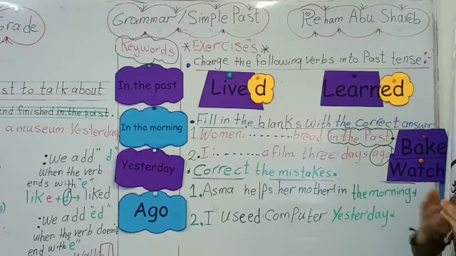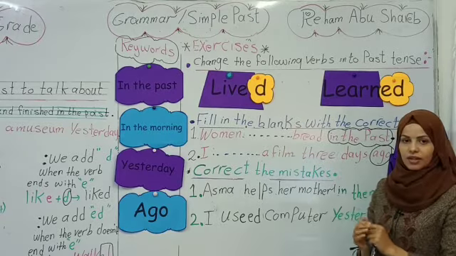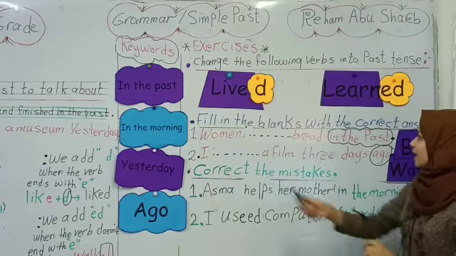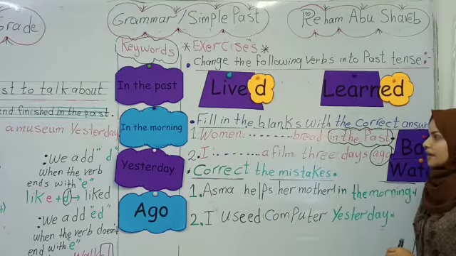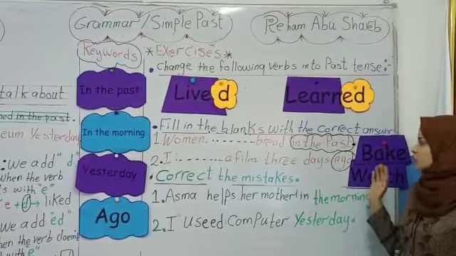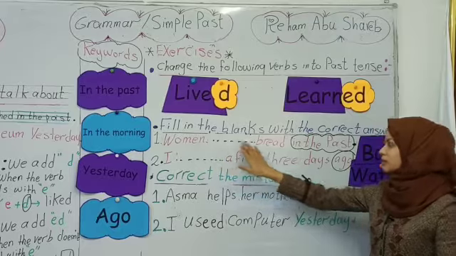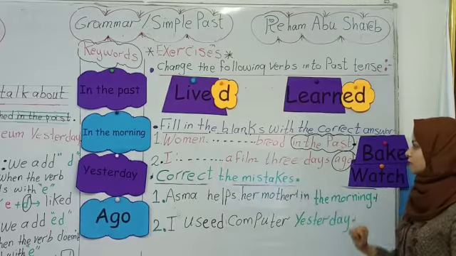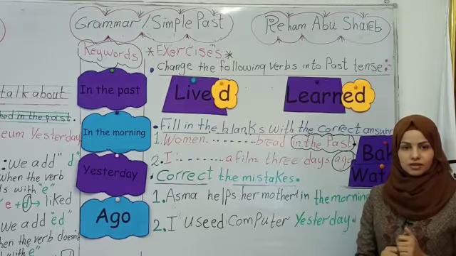What about moving to the next question? Let's go to the second question. Fill in the blanks with the correct answers. Women space bread in the past. The first thing I have to look for, what is it?